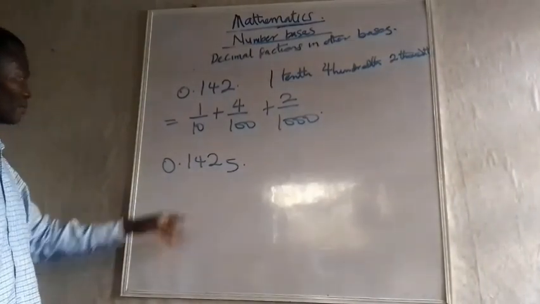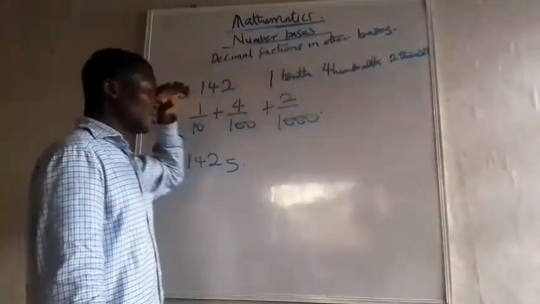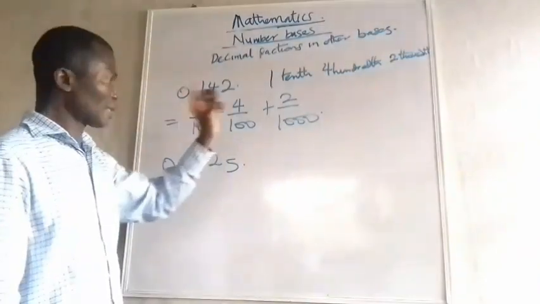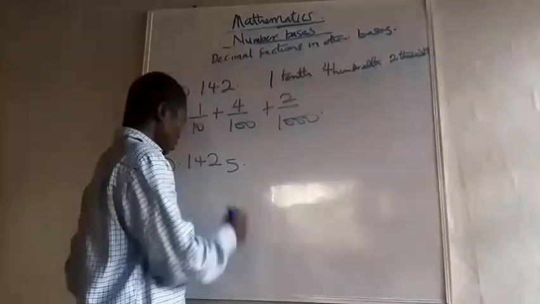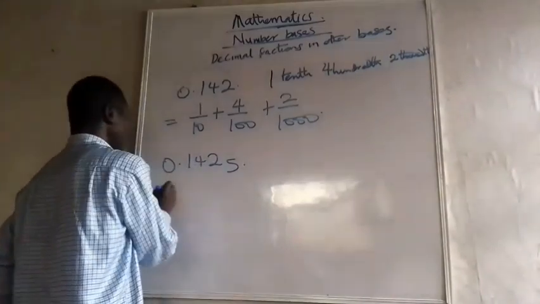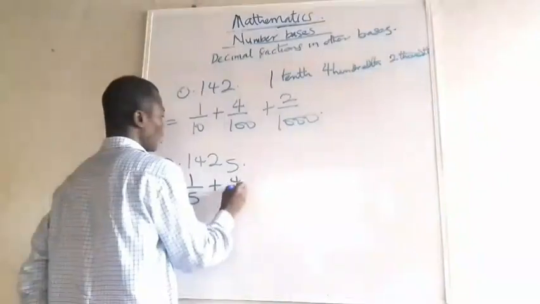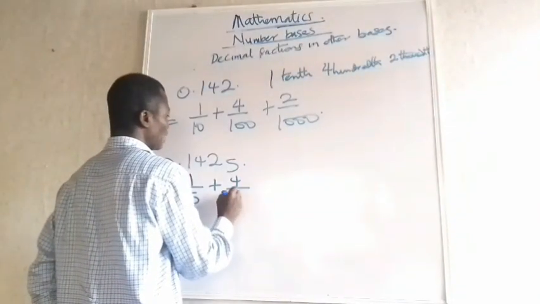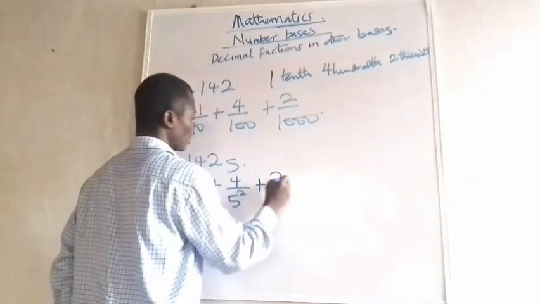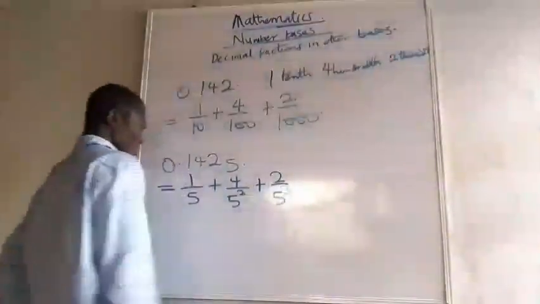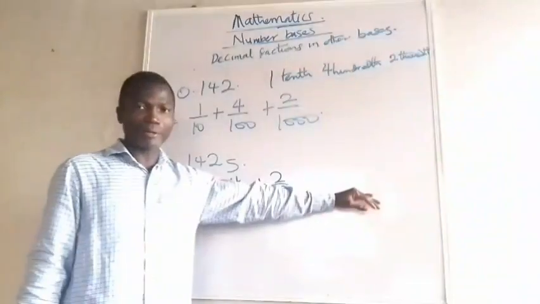implies is this: 1/10 in base 5, 4/100 in base 5, and 2/1000 in base 5. So this will now be 1/5 plus 4/5 squared. Remember, this is 10 squared, plus 2/5 cubed. So if I am to convert this one to base 10, this is the operation that I will carry out.